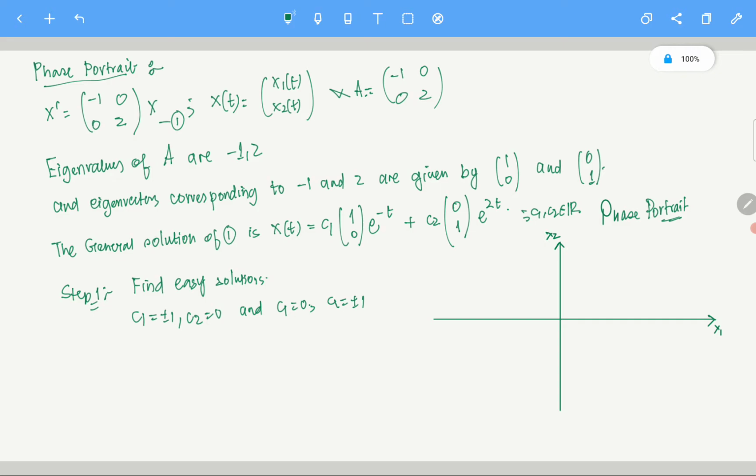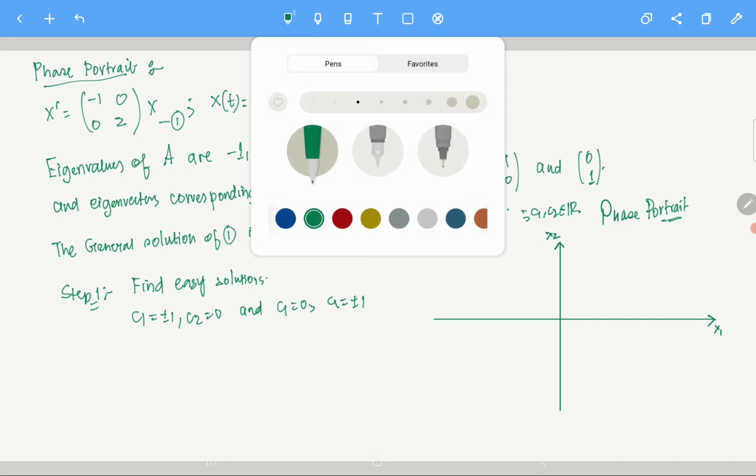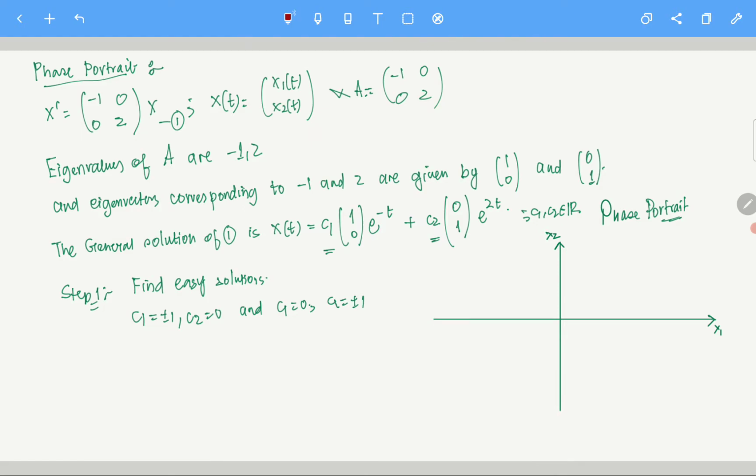Now let's just draw corresponding to this. So c1 equals 1, c2 equals 0. So basically I have 1 0 times e power minus t. If I draw that, I am using this color, maroon I think it is called. This is this solution.